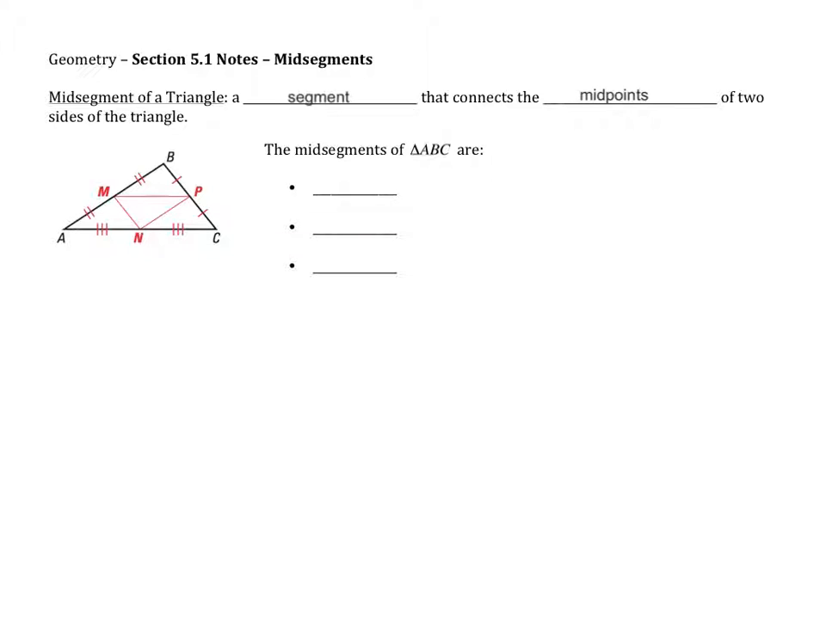So, looking at the diagram, M is a midpoint of AB, P is a midpoint of BC, and N is a midpoint of AC. Therefore, the segments that connect the midpoints, MP, MN, and NP, are all midsegments. So the midsegments of ABC are MP, MN, and NP. And you can see that these are all midpoints because we have the tick marks indicating that they are halfway in between all of the segments of the sides of the triangle.